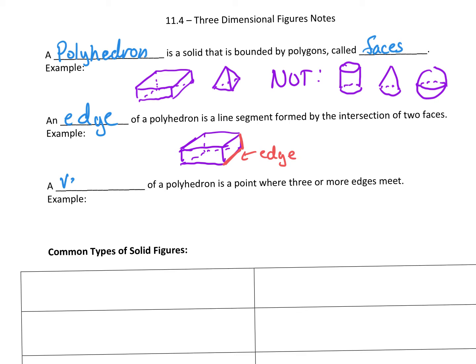However, a vertex is the point where all the faces meet, so it's like the pokey part. So this would be a vertex right here. This point right here would be the vertex. It's where all the edges meet at one particular point.